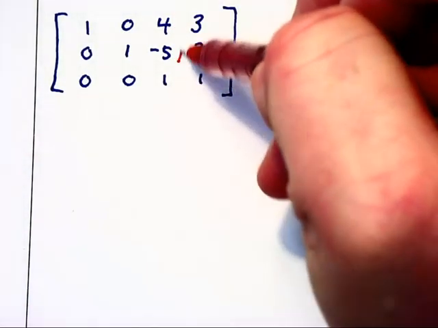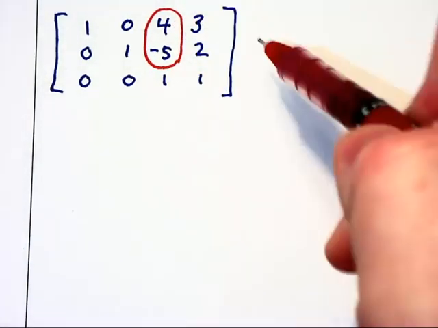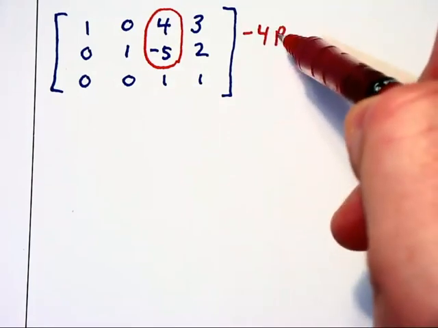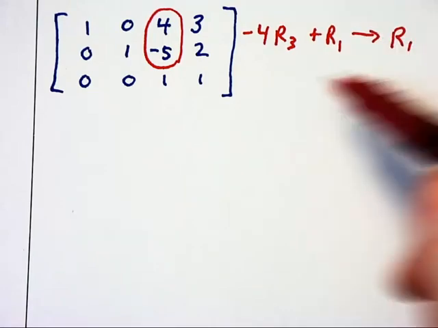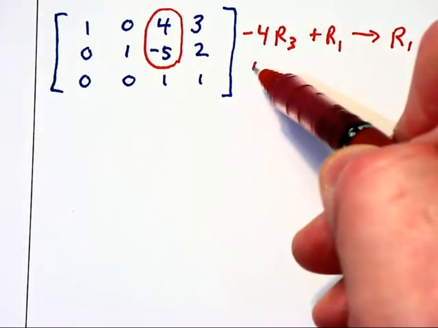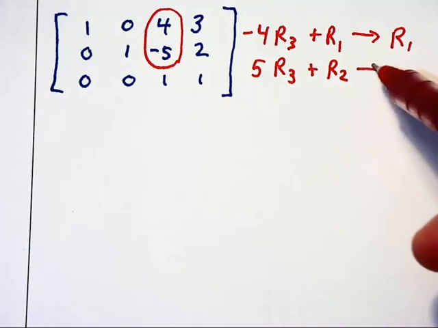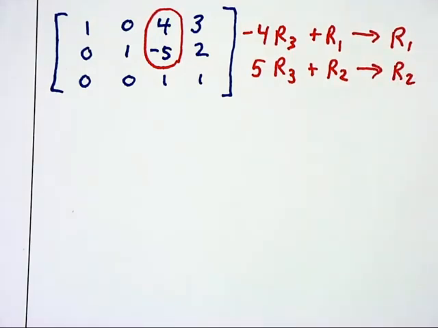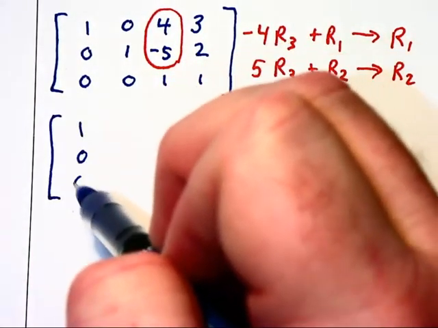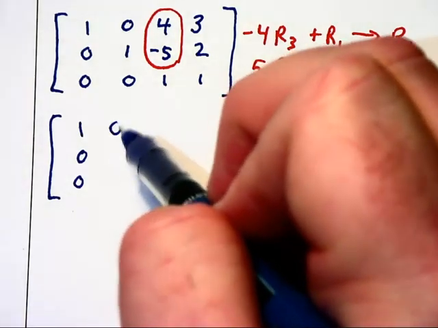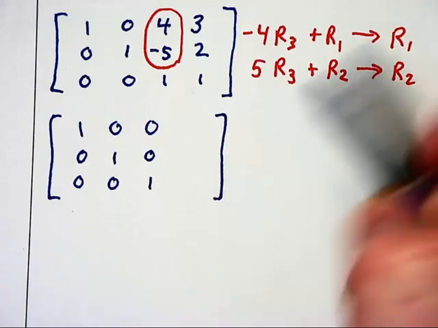Now we finally want to get zeros above that 1 in the third column. To cancel out that 4, I need a -4. So -4 row 3s plus row 1 will become the new row 1. And to cancel out that -5, I need a +5. So +5 row 3s plus row 2 becomes the new row 2. After we have done this operation, we will have the first 3 columns as we want them: 1, 0, 0, 0, 1, 0, and 0, 0, 1, and we just need to worry about this fourth column.